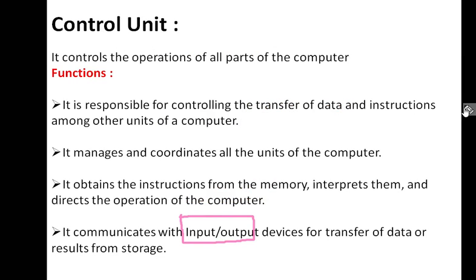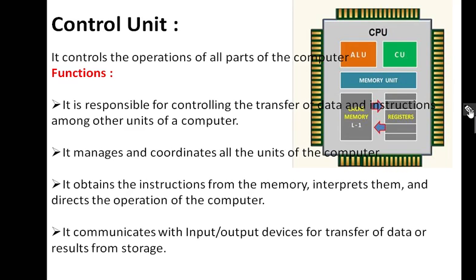Now, the control unit. We are talking about this part. It controls the operations of all the parts of the computer. That's what we call the control unit. It controls all the operations. It may be a calculation operation, an input operation, or an output operation. So it will perform all kinds of operations in this unit.